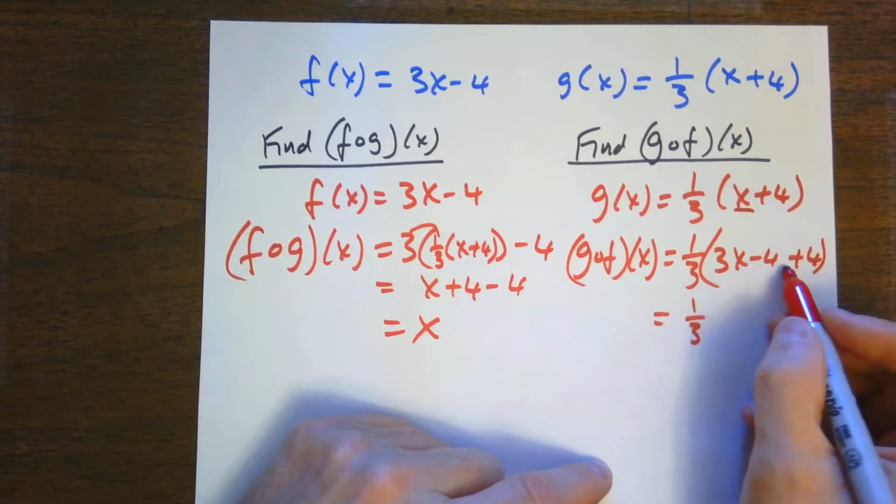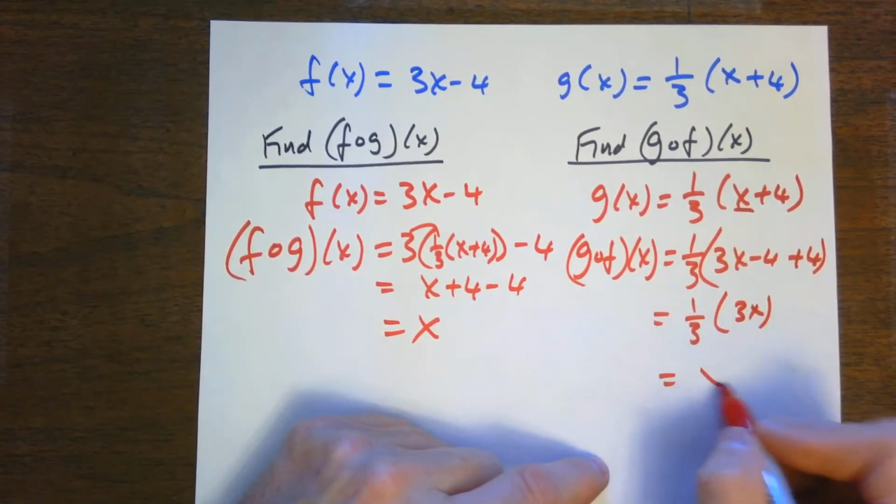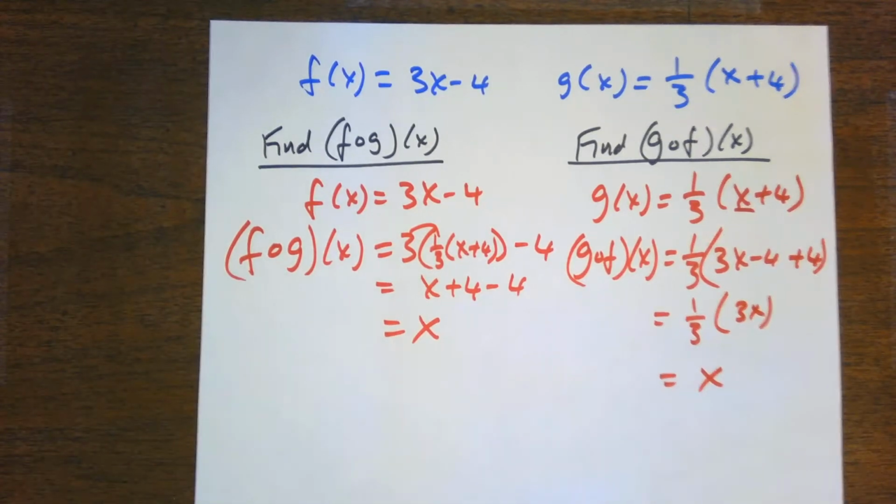Simplifying, I get 1/3 of 3 minus 4. Oh, they cancel, and I just get 3x, and I just get x again. Now we already saw that this doesn't happen all the time.